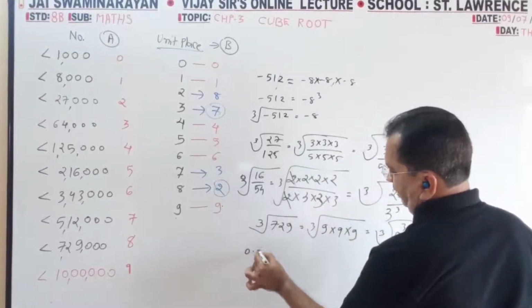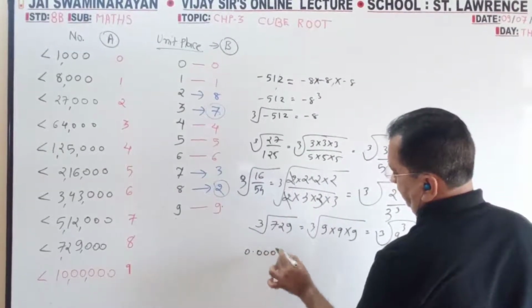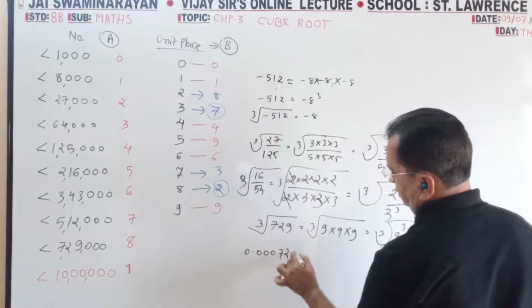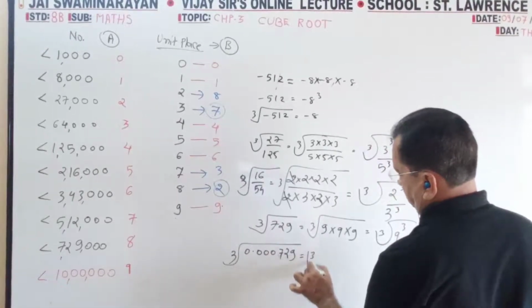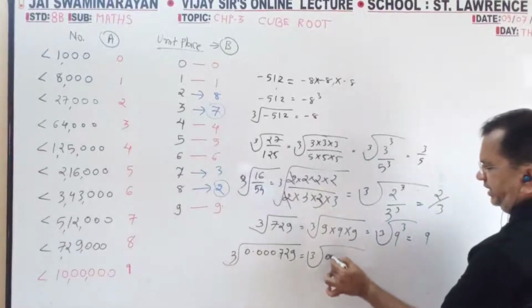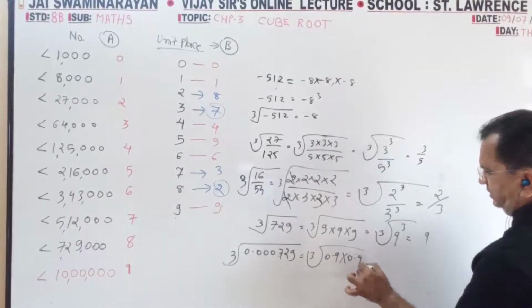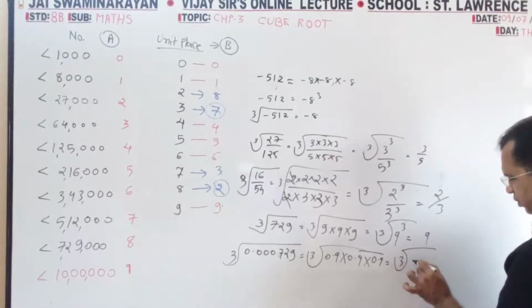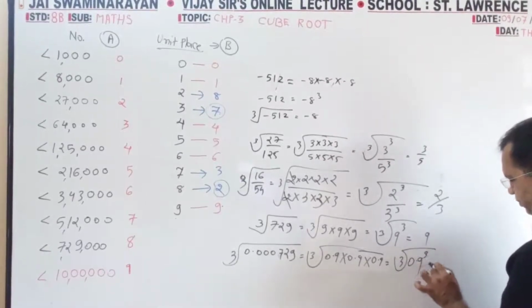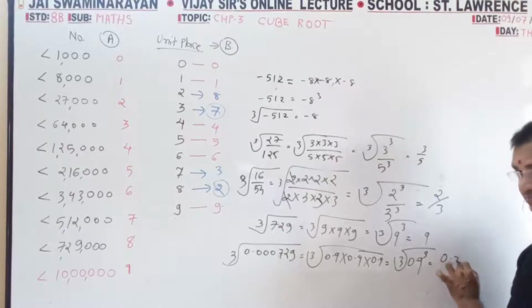Similarly, 0.0009729. So this is 0.9 into 0.9 into 0.9. It is the cube root of 0.9 cubed, so the cube root is gone.